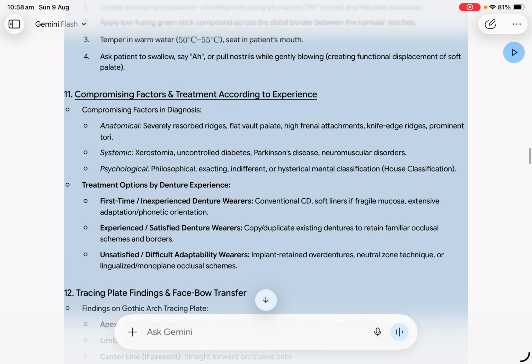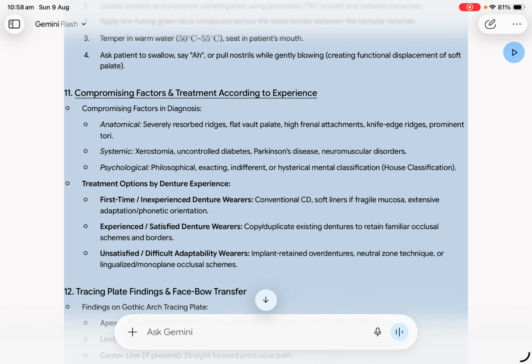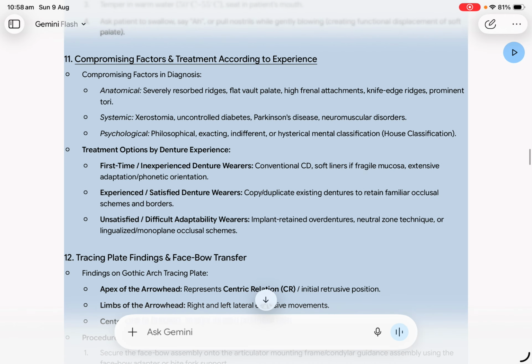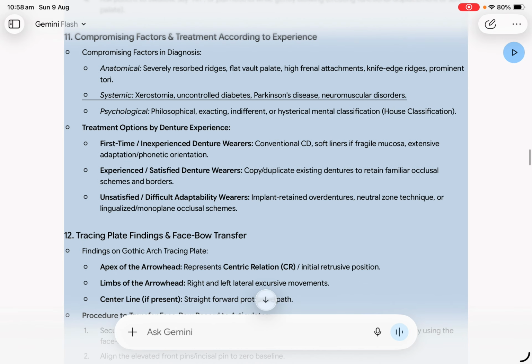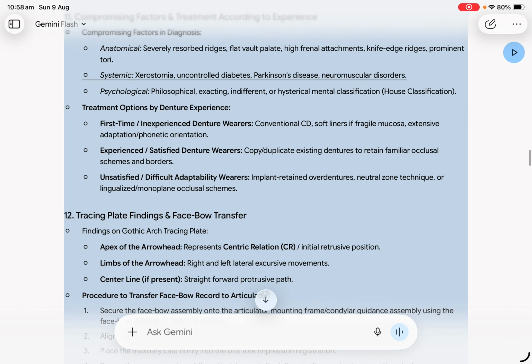11. Compromising factors and treatment according to experience. Compromising factors in diagnosis: anatomical, severely resorbed ridges, flat vault palate, high frenal attachments, knife edge ridges, prominent tori; systemic, xerostomia, uncontrolled diabetes, Parkinson's disease, neuromuscular disorders; psychological, philosophical, exacting, indifferent, or hysterical mental classification, House classification.